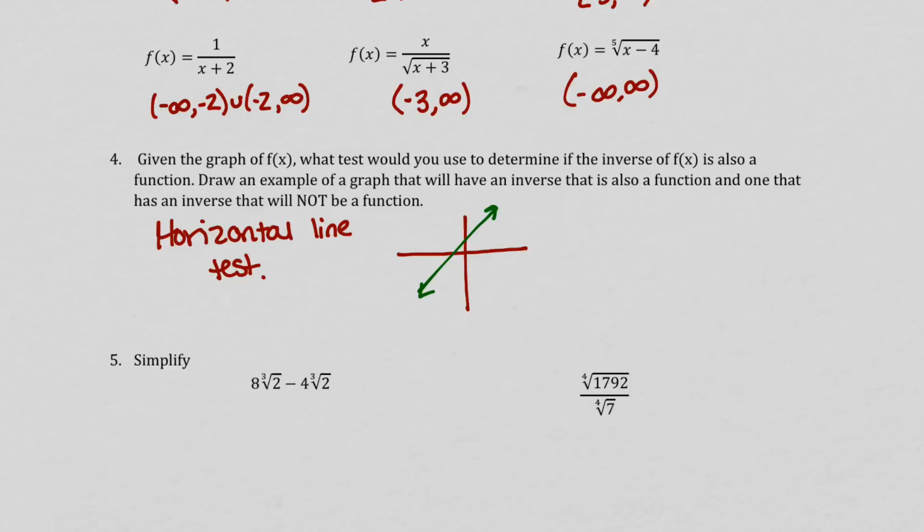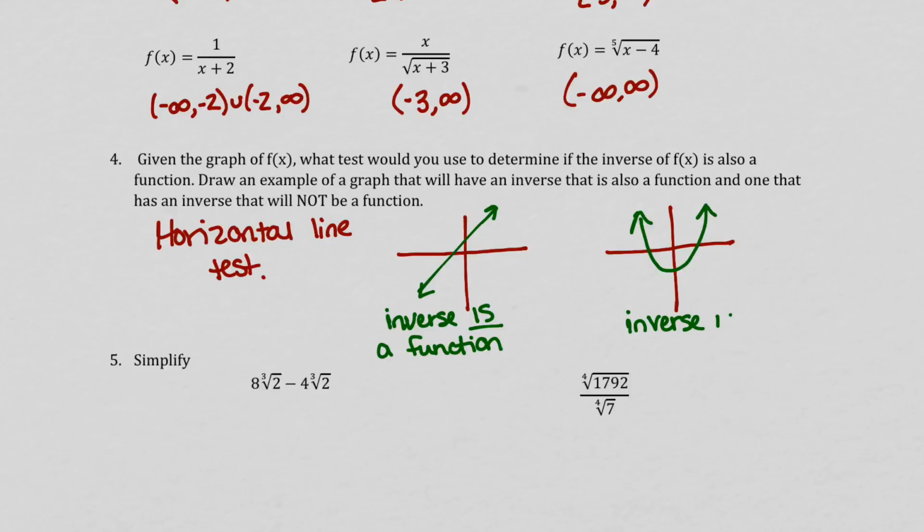And so this one, the inverse is a function. And then if I want to draw one where the inverse is not a function, I want to draw one where if I draw a horizontal line, it touches it at more than once. Well, our quadratics would touch a horizontal line more than once. So this one, the inverse is not a function. Okay? Now there were lots of options for these, okay?